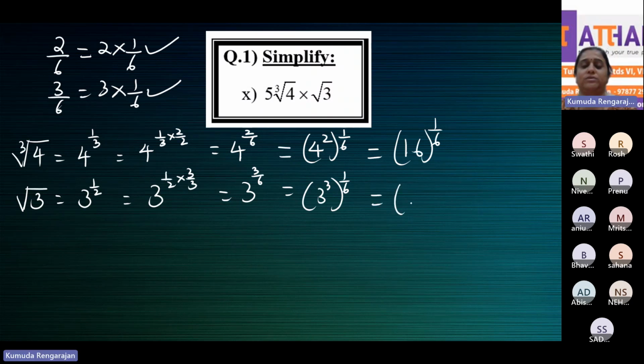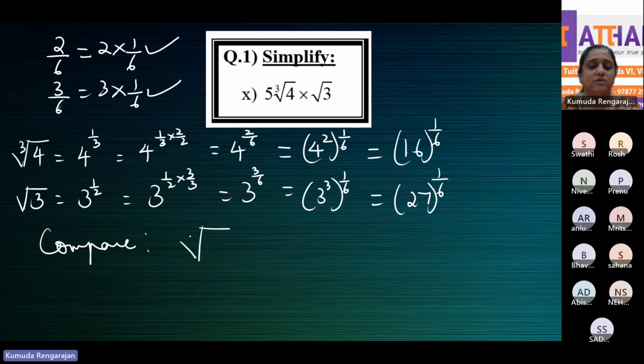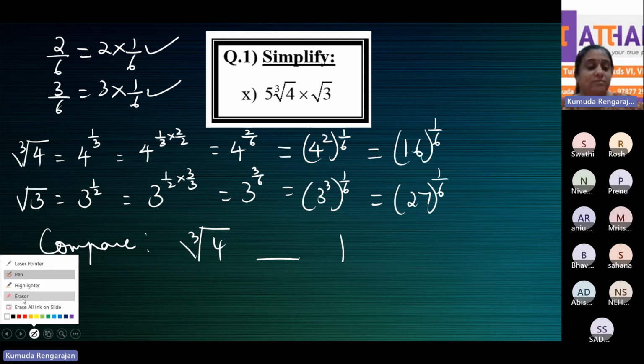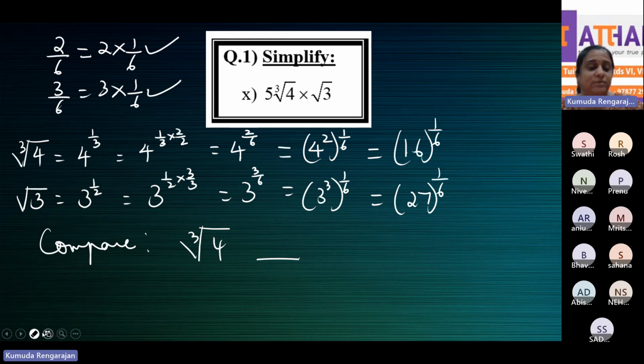And what is 3 cubed? 27. Yeah. Now see, the powers are the same, 1 by 6, 1 by 6. Now supposing you're asked to compare. Supposing the question is: compare cube root of 4 and square root of 3. You have to put the symbol. Compare means you'll have to put the symbol: equal to, less than, or greater than.